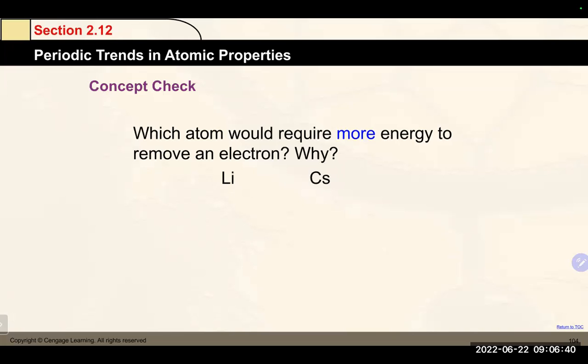Which atom would require more energy to remove an electron? This is lithium and cesium in this case. These are two that are in the same group. That means that ionization energy will actually decrease as we come down the group. And that means in this case, it would require lithium more energy to remove that electron than cesium in this case.